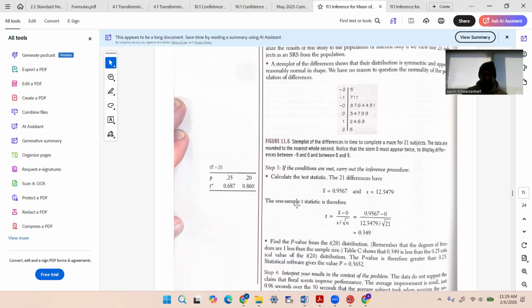If the conditions are met, we're going to carry out the inference. And I don't feel like entering the data in the calculator, so I'm going to take these values. Now I'm going to show you putting it in with data. And I'm going to write my values down so I can see them clearly.